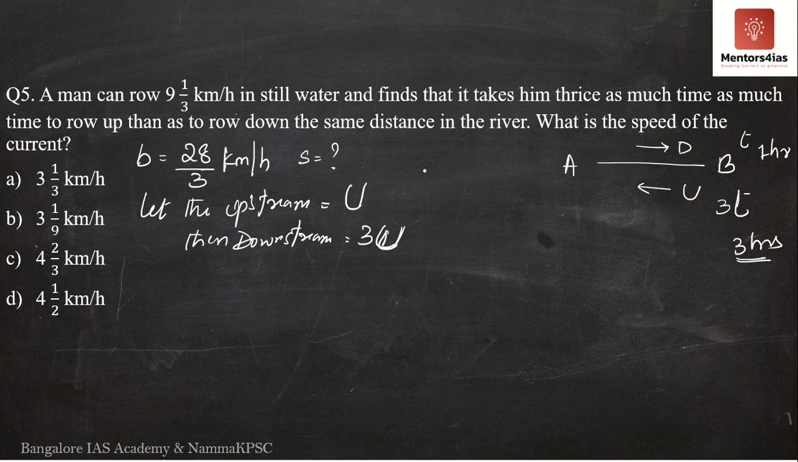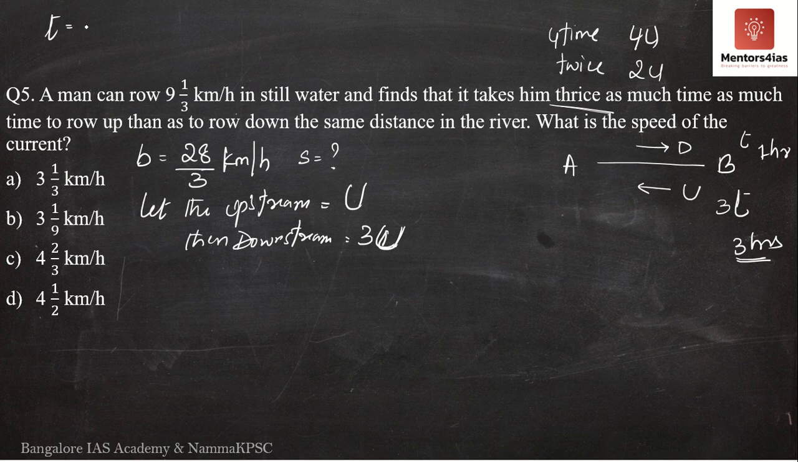Now, see here, how do I get 3u? The question is saying the man finds out that it takes him thrice as much time. If it says thrice as much time, then upstream speed is u, and the downstream speed will be 3u. If the question had said twice the time, then the downstream speed would have been 2u. If it had said 4 times the time, then the downstream speed would be 4u. So why am I taking this 3u or this 4u? See here.